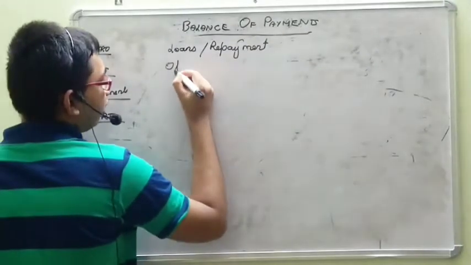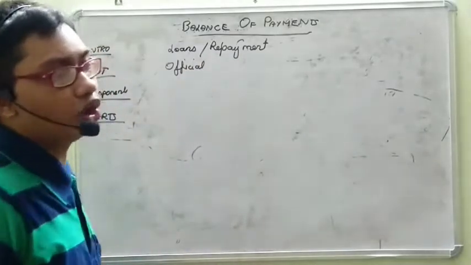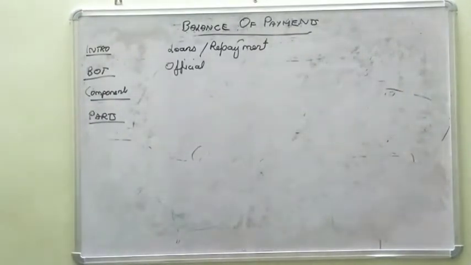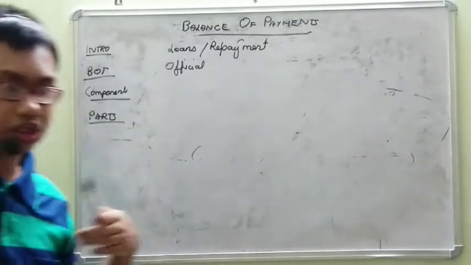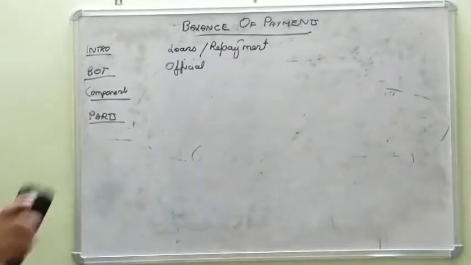Now, other transactions are official transactions. Anything that is done by the official monetary authority of the government, in the nature of official transactions, might be to stabilize the balance of payments and many other things.